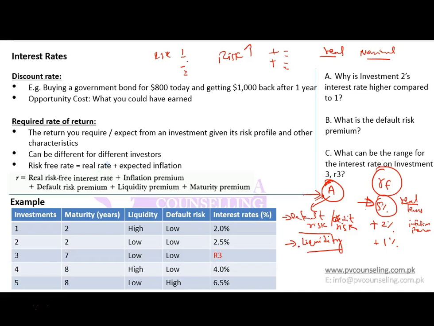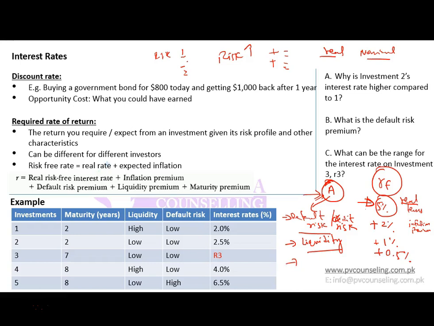So liquidity relates to your ability to convert your investment into cash. If you are able to convert it easily whenever you want to, then liquidity risk will be lower. And if risk is lower, premium will be lower. But if you do not have enough buyers or sellers in the market, if the volumes are very low, then you will not be able to convert it into cash easily. And for that risk that you are taking, you will need a higher premium. So let's say that premium is 0.5%.